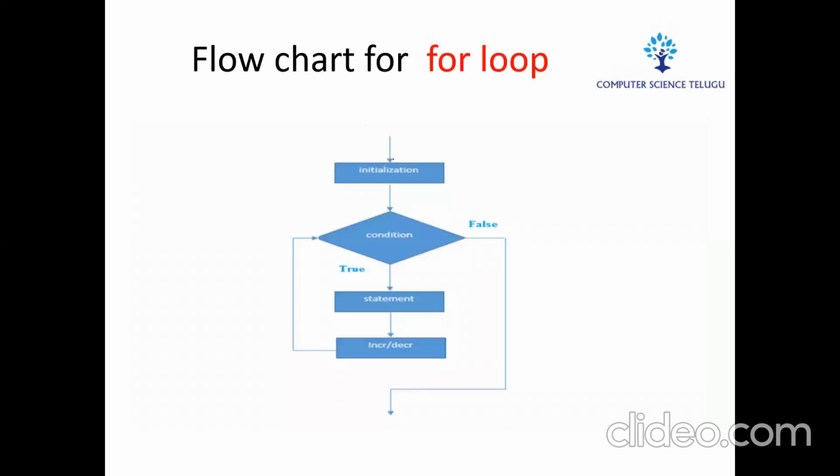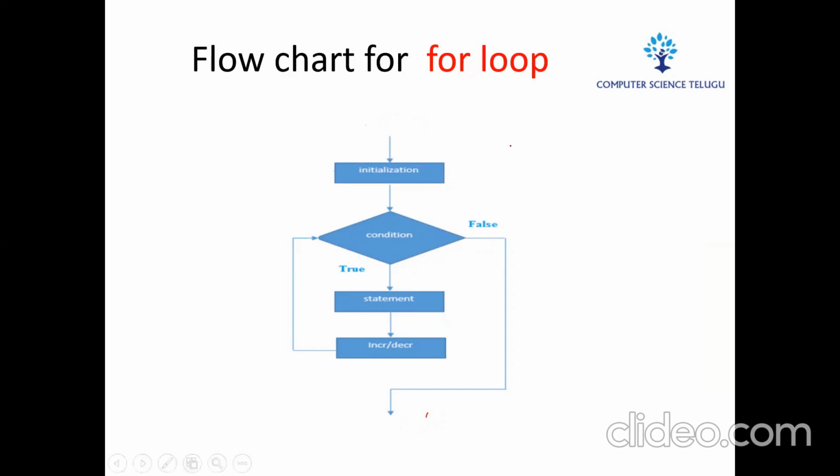Next, this is the flowchart of the for loop. This is the entry point, this is the initialization, and this is the exit. First the initialization part, then it checks the condition. If the condition is true, it executes the statement, then increment or decrement. If the condition is false, it goes to exit. Now we'll see how it works with one example.